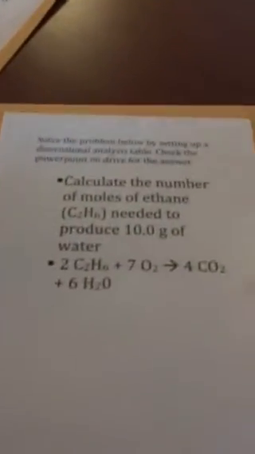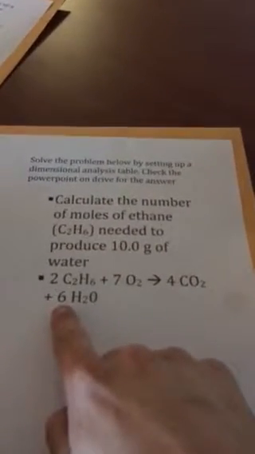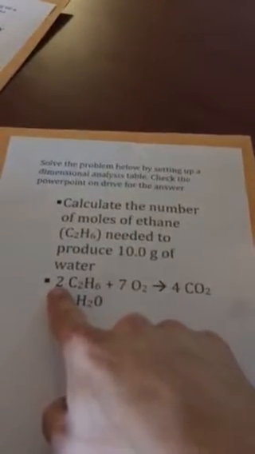Since I have moles of H2O on the top, I know that according to my balanced equation, there are 6 moles of water for every 2 moles of ethane. So if I have water up there, I know that I have 6 moles of water for every 2 moles of ethane. So that is how you would set up your equation, right?